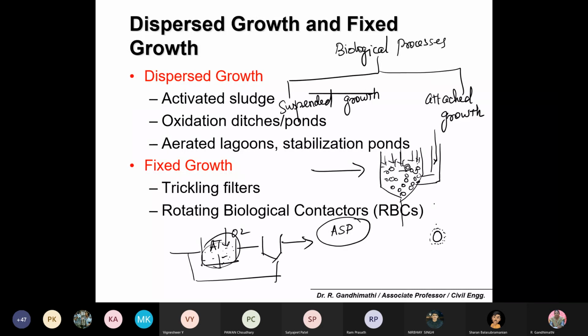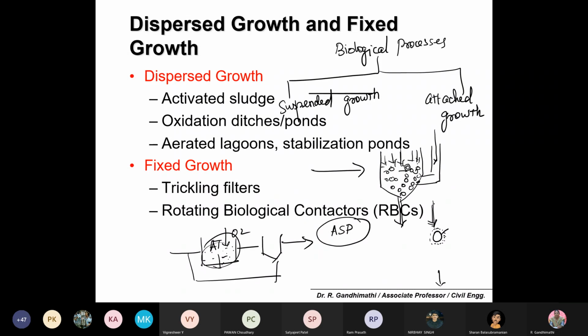Then you are passing the wastewater, then automatically the microorganisms present in this biofilm will oxidize this organic matter into carbon dioxide, water plus some new cells that will be collected at the bottom. Is it clear about the trickling filter concept? Anyway, we will study in detail maybe after 2-3 classes. Now you just understand what is suspended growth, what is attached growth.